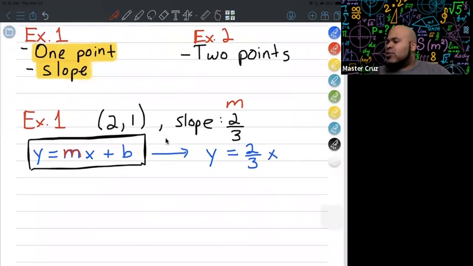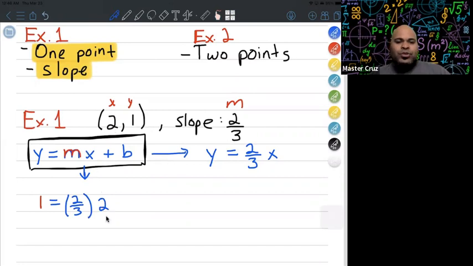So for example one, this is what we do. We're going to use the equation that we know, and we're going to plug in all the numbers that we know. Now a point is always x comma y. So all you have to do is replace them. Instead of y, I'm going to substitute y with 1. So this is going to be 1 equals, I already know what the slope is. The slope is 2/3. So I'm going to open a parenthesis right here, and I'm going to write down 2/3. Also, x is 2.